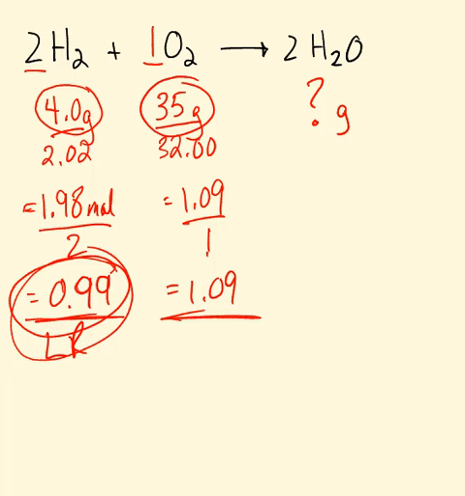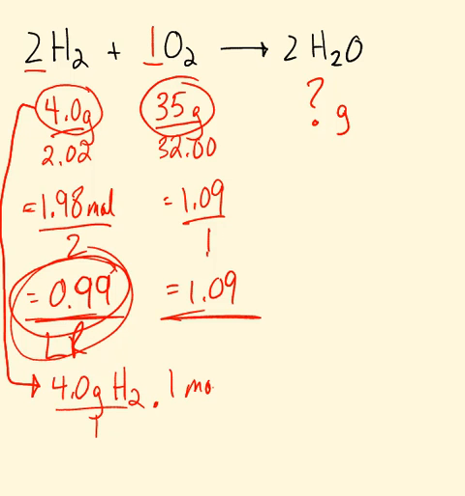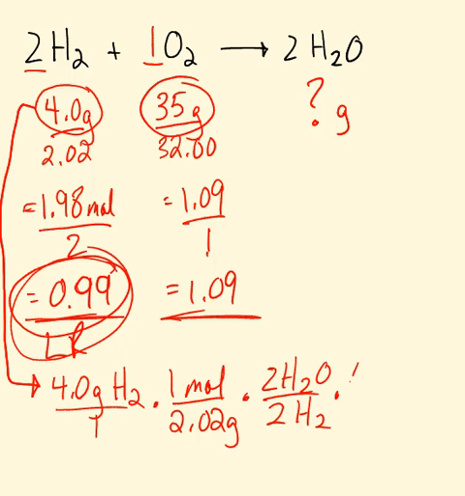So let's start then with my 4 grams here. 4.0 grams of H2. I'm going to divide by its molar mass again. Divide by 2.02 grams per mole. Multiply by the mole ratio. Well, it's a 1-to-1 mole ratio, but I'm going to write it out here anyways. 2 waters to 2 H2s, times the molecular mass of water, 18.02 grams per mole.